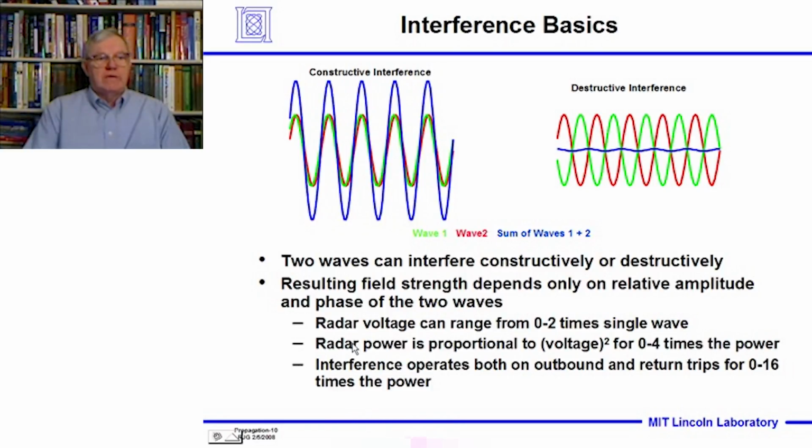We saw that two waves can constructively or destructively interfere, and this can result in quite different relative amplitudes of the sum, depending on the relative phase of wave 1 and wave 2. The voltages can range from 0 to 2, so these voltages squared, which are the power, range from 0 to 4, and because the interference operates on both the incoming and outgoing wave, it can be a factor of 16. And now we'll move on to the first view graph of this part.